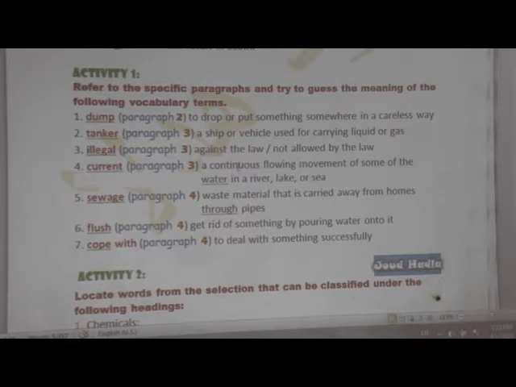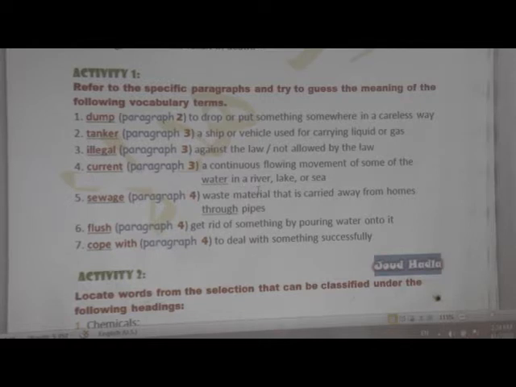Illegal. Paragraph 3. Against the law, not allowed by the law. Illegal. Against the law, not allowed by the law. Current. Paragraph 3. A continuous flowing movement of some of the water in a river, lake, or sea. A continuous flowing movement of some of the water in a river, lake, or sea.